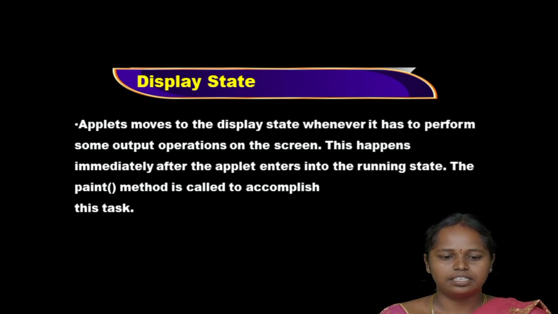And finally the display state. This is used to display the output of the applet code. The applet moves to the display state whenever it has to perform some output operation on the screen. This happens immediately after the applet enters into the running state. The paint method is called to accomplish this task. So we can achieve this using the public void paint method. Within paint we also use the Graphics class, and then the applet class name in the main class of the applet when the applet is loaded.